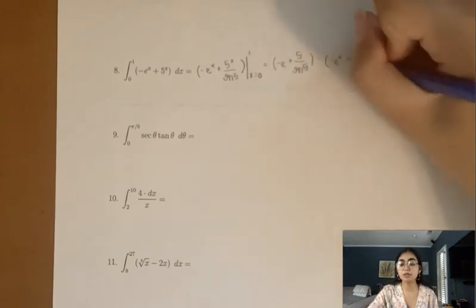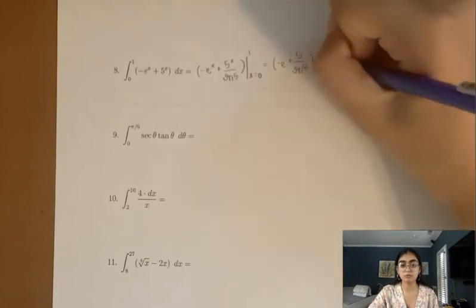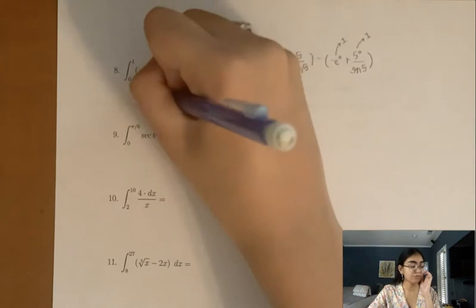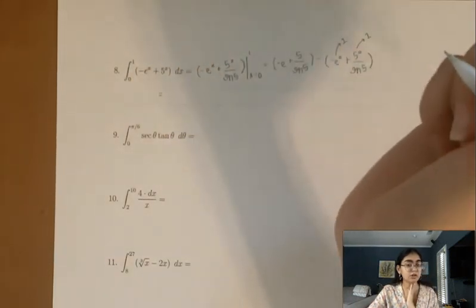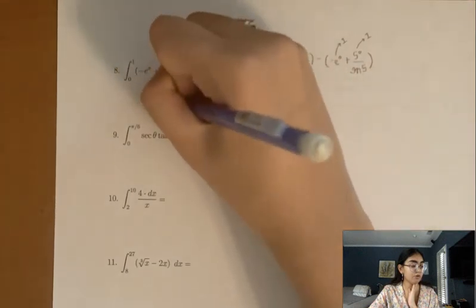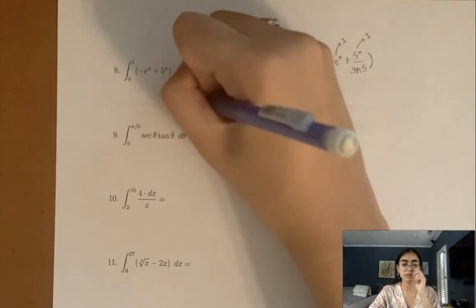I want to remind you that anything to the 0 power is going to be equal to 1. So e to the 0 will be equal to 1, and 5 to the 0 will be equal to 1. So our final answer is just going to be negative e plus 1 plus 4 over ln 5. Right, that's pretty straightforward.